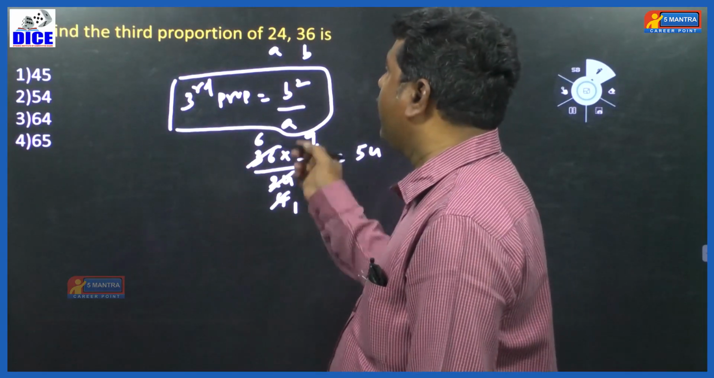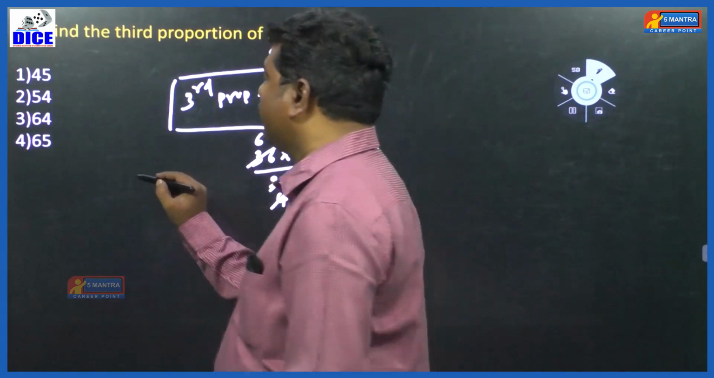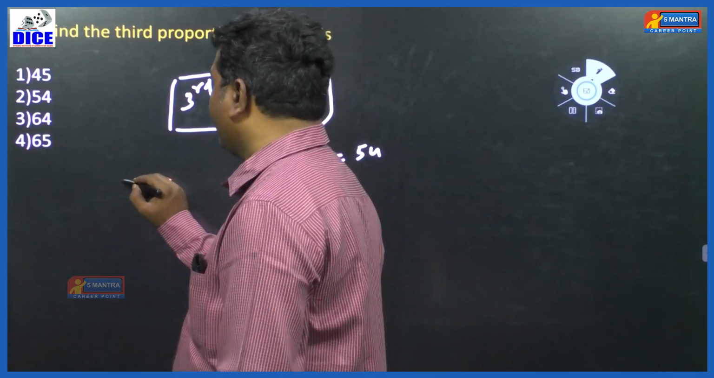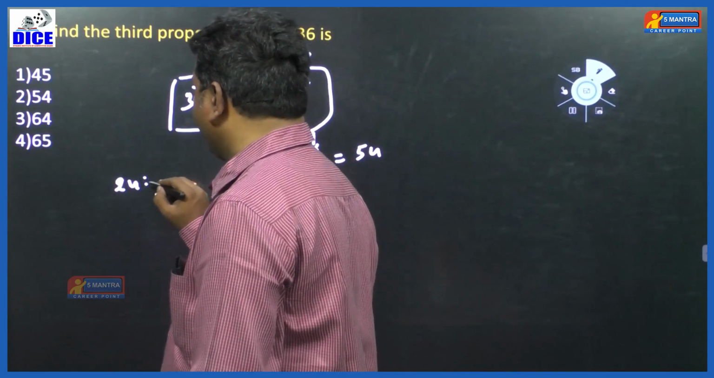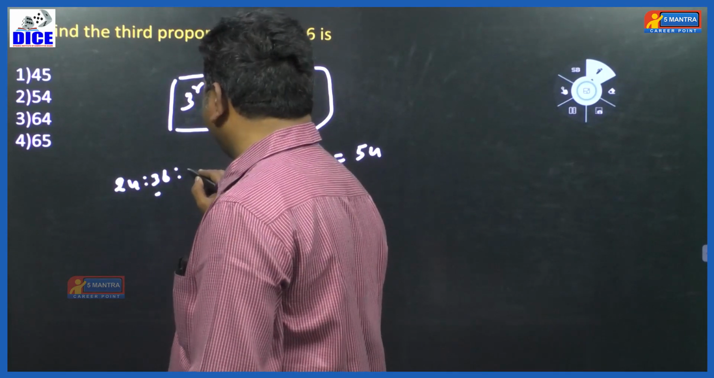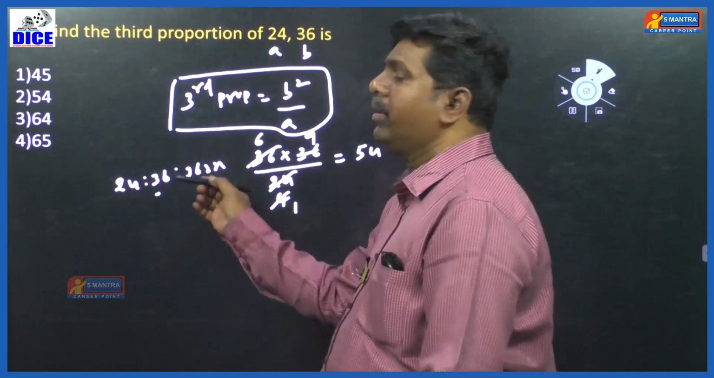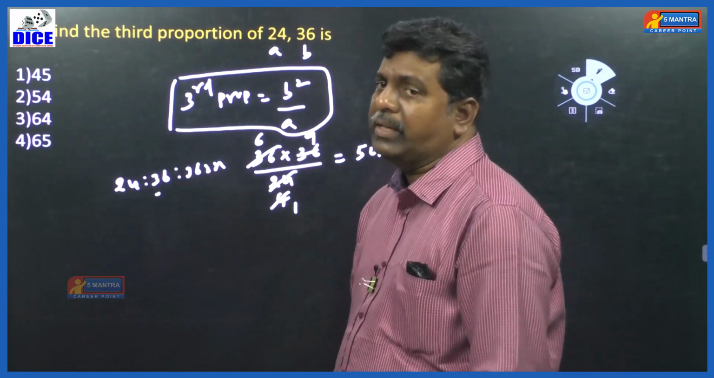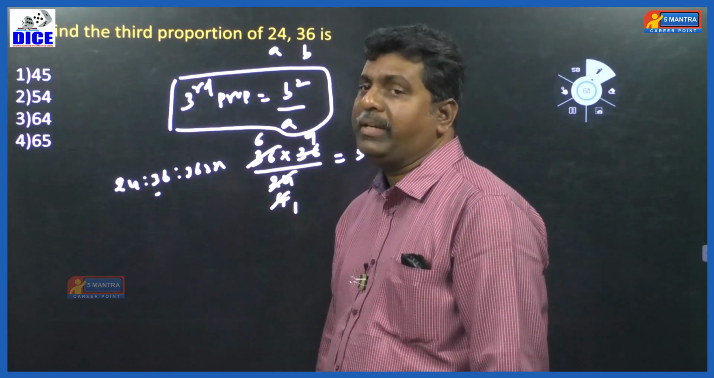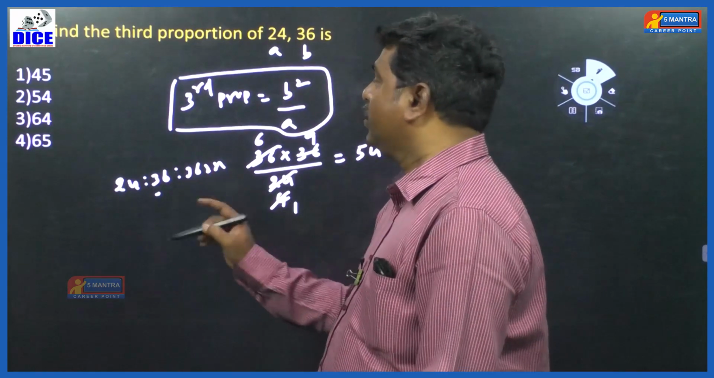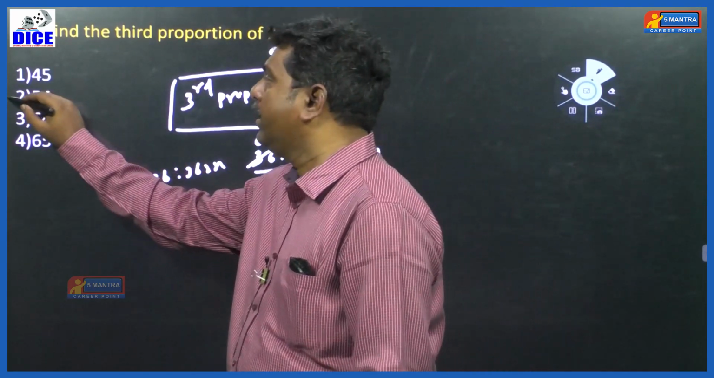If not, we can do the problem like this. Another method is like this: 24 is to 36 as 36 is to X. We can do this method also, but sometimes there is a chance of mistake. That's why it is better to go for the formula, the best method. So the answer is 54.